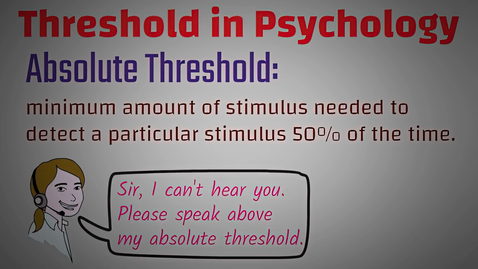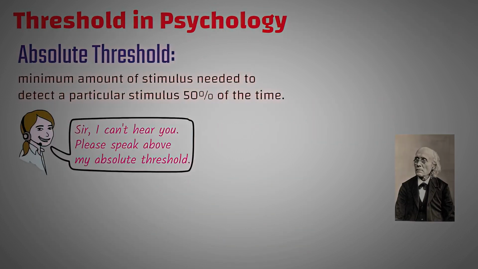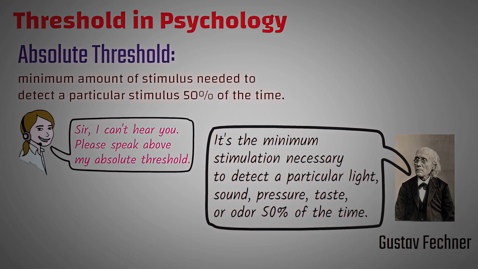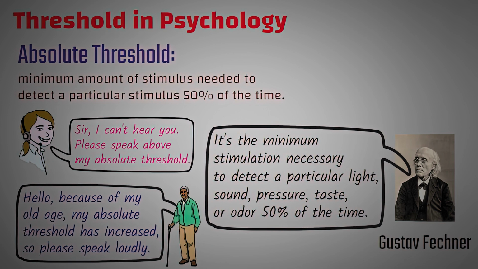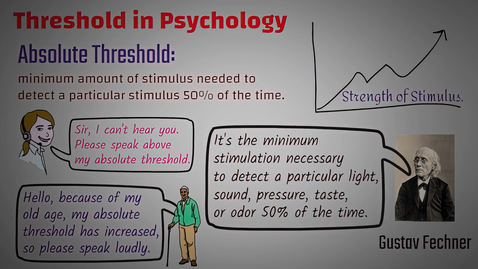This idea of absolute threshold was developed by German scientist and philosopher Gustav Fechner. As per him, it's the minimum stimulation required to detect a particular light, sound, pressure, taste, or odor 50% of the time. Even though the technical criteria is 50% of the time, it's not so exact, as when the strength of stimulus increases, so does its chance of being detected.